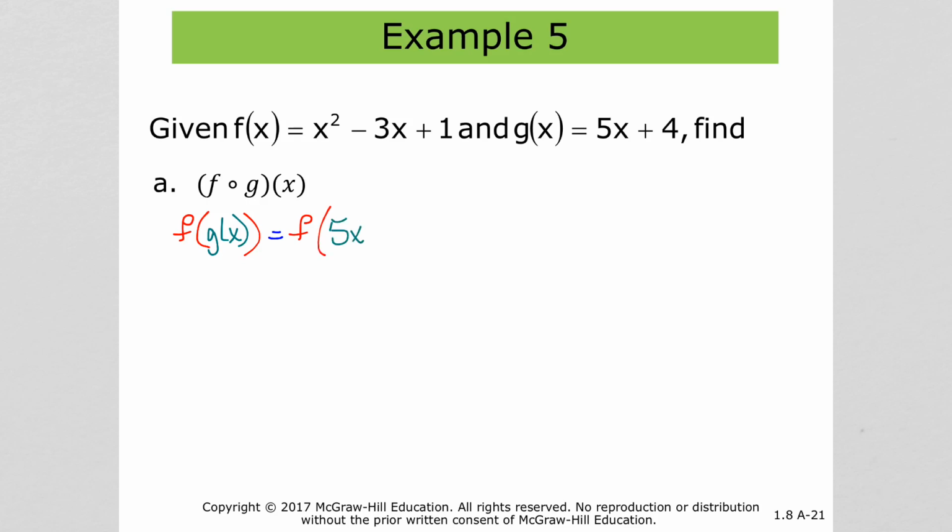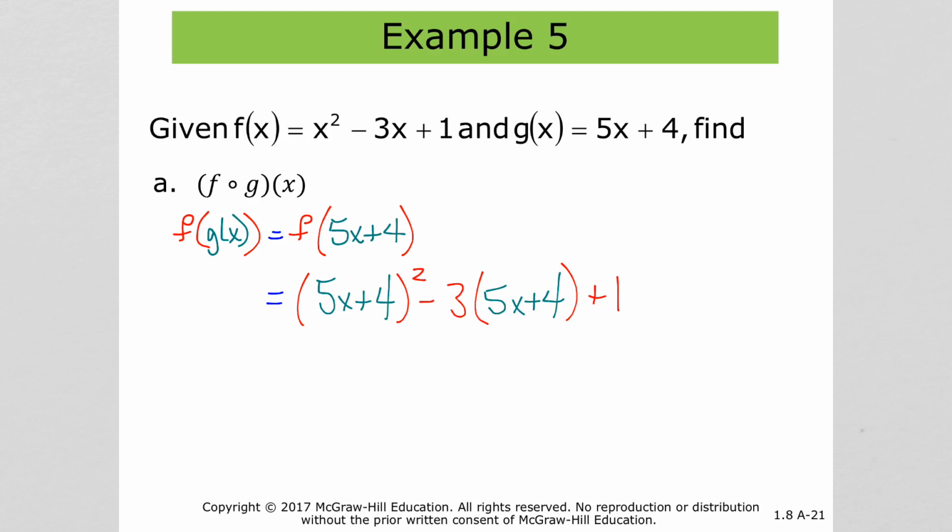That's 5x plus 4. And so what this means for us to do is in f, we're going to plug in 5x plus 4 everywhere there's an x in f. So here where there's an x squared, we're going to put 5x plus 4. And then minus 3 times 5x plus 4. And then plus 1. And then we just simplify.